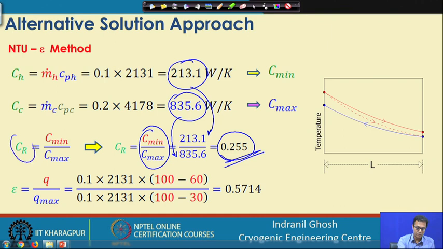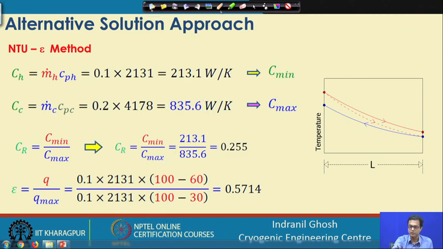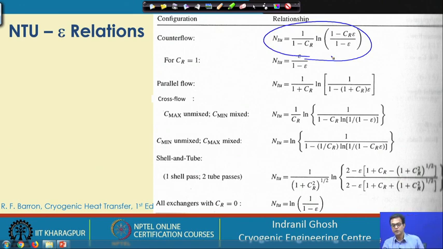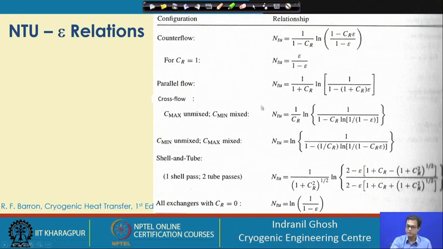So, now we know CR and we know epsilon. Now we have to look for a suitable relation that will tell us the NTU. This is a counter flow heat exchanger, and for it we have a relation like this: NTU equals 1 by 1 minus CR times ln of this part. In this equation we know CR and we know epsilon.